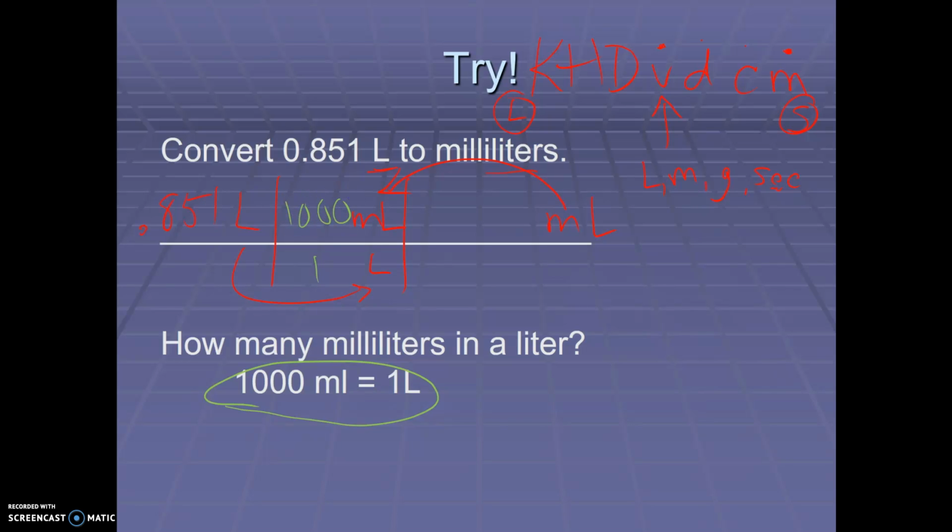So when I do the math here and I cancel, it's just like multiplying across. So I'm going to multiply across and divide by anything on the bottom to get my answer. So 0.851 times 1,000 is 851 milliliters. And that's the answer for that one.